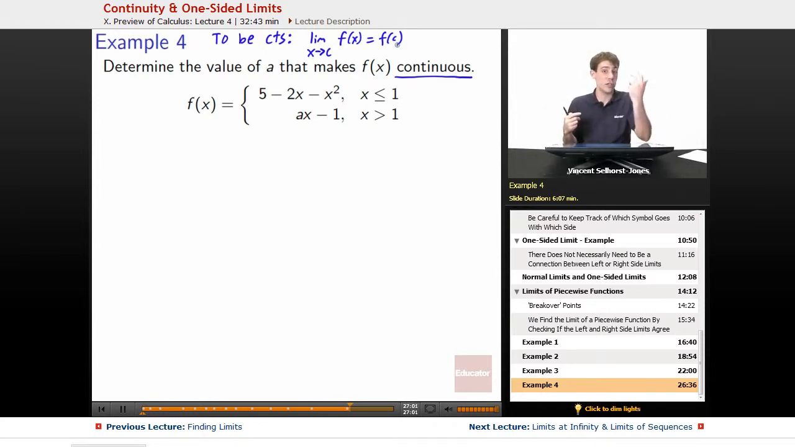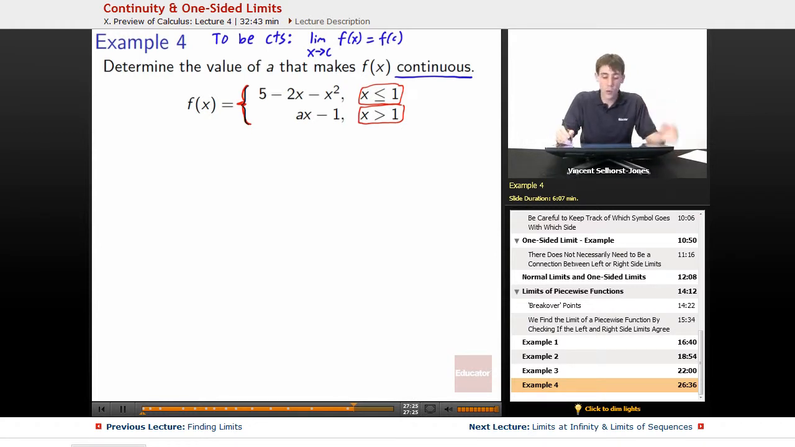So the expectation, the limit, is the same thing as what we actually get out, f of c. So to be continuous, the limit as x goes to c of f of x must be equal to f of c. However, in this case, we don't just have to worry about limits, we also have to worry about the fact that this is a piecewise function. So since it's a piecewise function, we need to make sure that both of the pieces wind up agreeing. So first question is, does the limit exist?